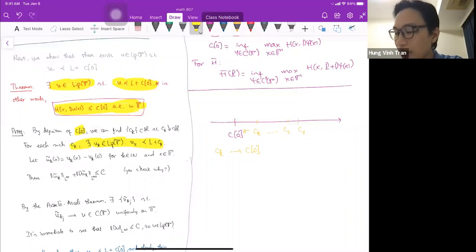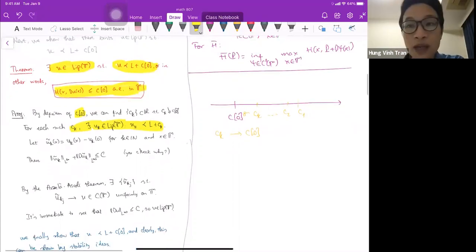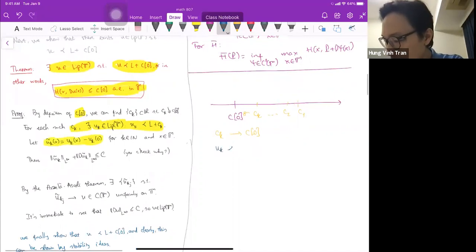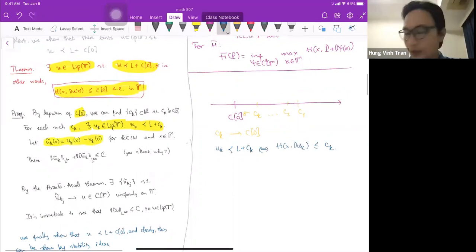So UK is dominated by L plus CK. And now I'm going to normalize it. Normalizing it means that I'm subtracting the value of UK at 0. So I have UK is dominated by L plus CK, and this is equivalent to the fact that h of x, DUK, is less than or equal to CK, almost everywhere.